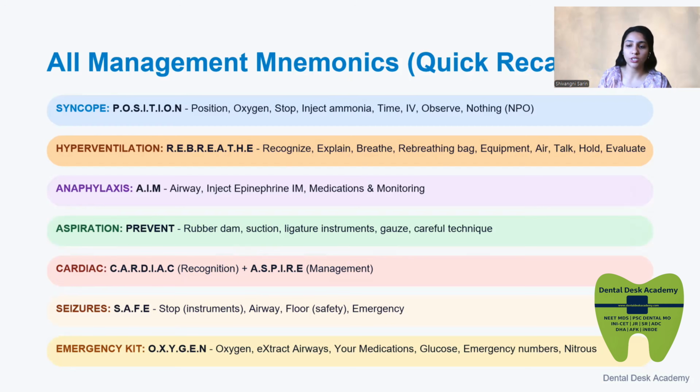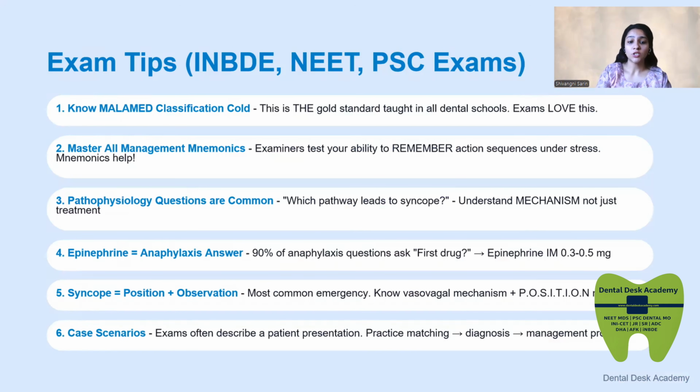In cardiac patients, I have told you what you need to do. ONA, MONA, please remember these two mnemonics, very important for angina and MI. For seizures, again, stop the procedures, let that seizure occur, just keep the patient safe, ensure that they're not aspirating fluids. And for an emergency kit, you need to have oxygen, extra airways, all your medications which we have discussed, glucose, all the emergency 108 numbers, nitrous oxide. So these are the various exam tips. You need to remember all the mnemonics.